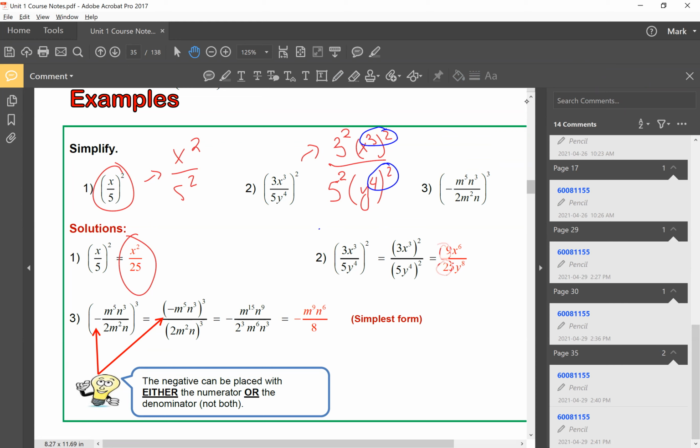A lot of these rules are repetitive, right? We're kind of doing the same thing over and over and over. We're just looking at every different type of possible question you could get with an exponent.